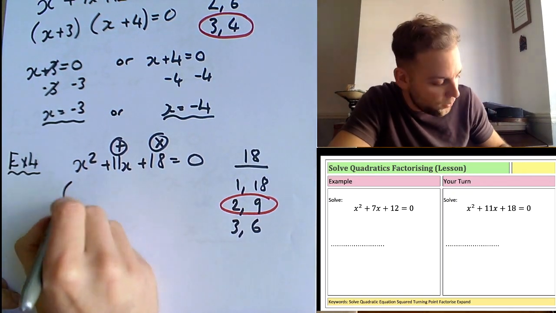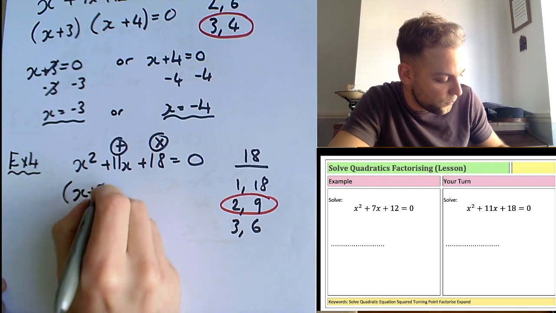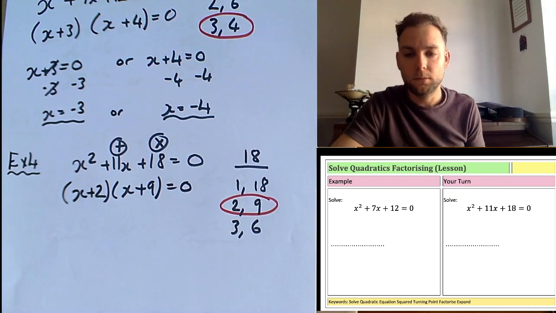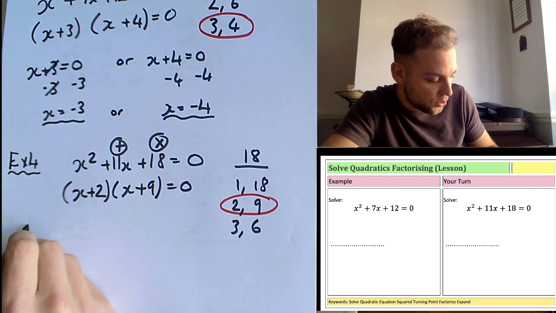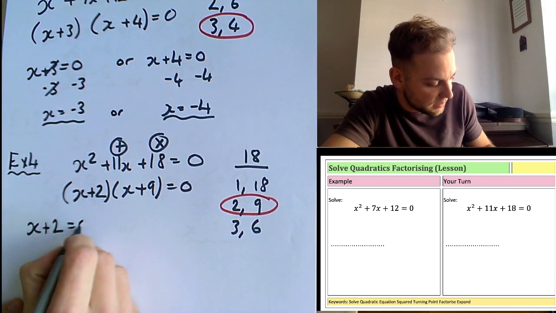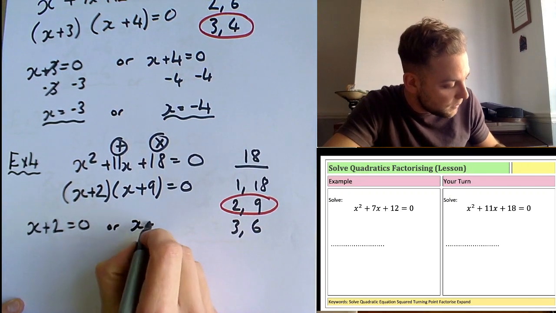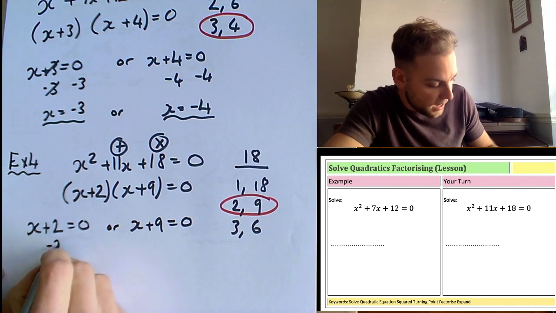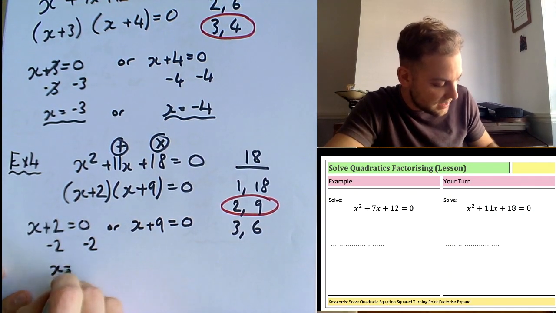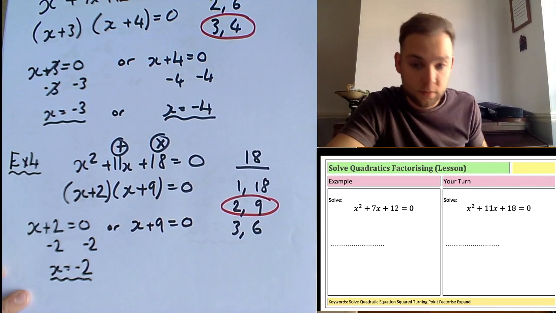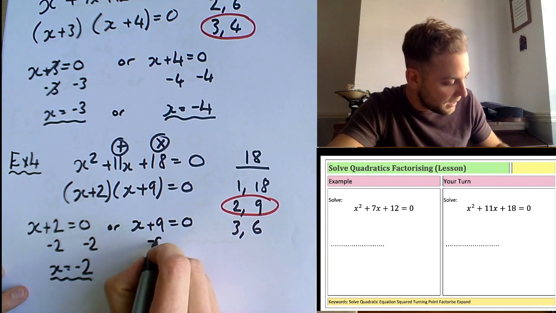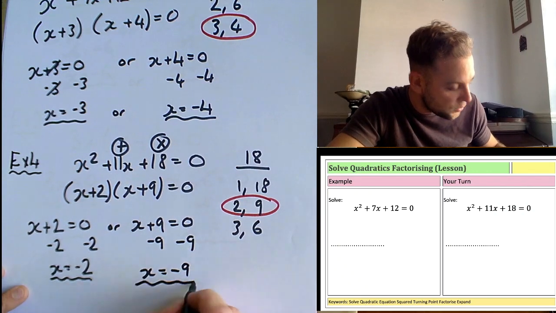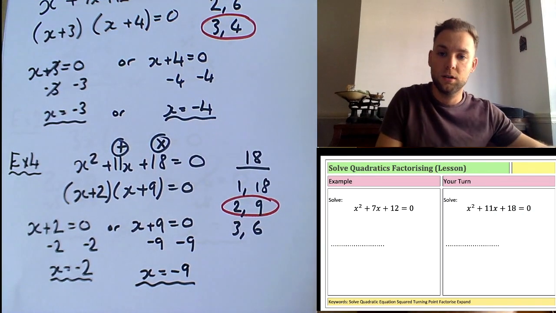So then I put that into brackets, x plus 2, x plus 9 is equal to 0. And then I'm going to solve this. So I have x plus 2 is equal to 0, or x plus 9 is equal to 0. So then minus 2, minus 2, so x is equal to negative 2. And then minus 9, minus 9, x is equal to minus 9. And there's my two solutions. And that's that question done.